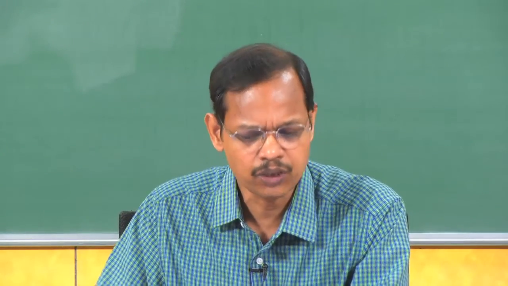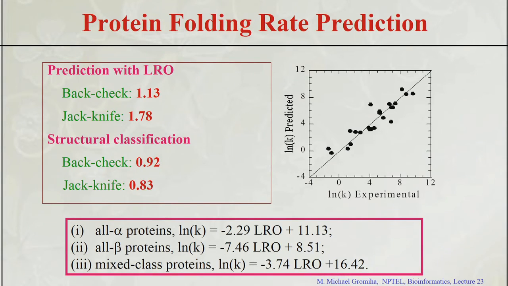So, now we can predict the folding rate. How to predict the folding rate? Because we have the relationship between LRO and ln kf, we have the straight line equation y equals mx plus c, for all alpha, all beta and mixed class proteins. So, for any all alpha protein, we calculate LRO, substitute the value in this equation, and we get ln kf. We did this with the LRO, and you get a deviation of just 1.13 per second.